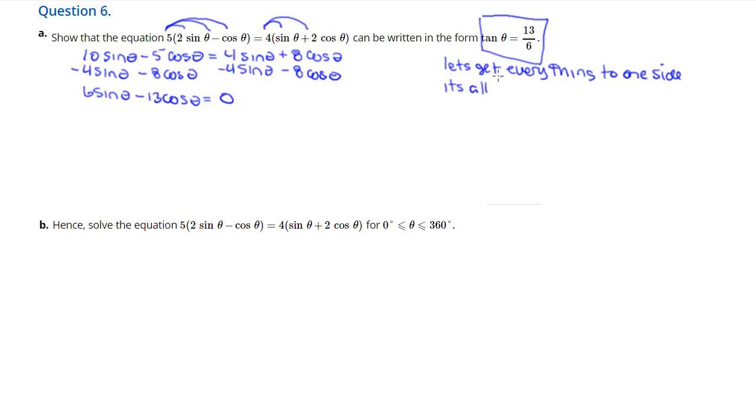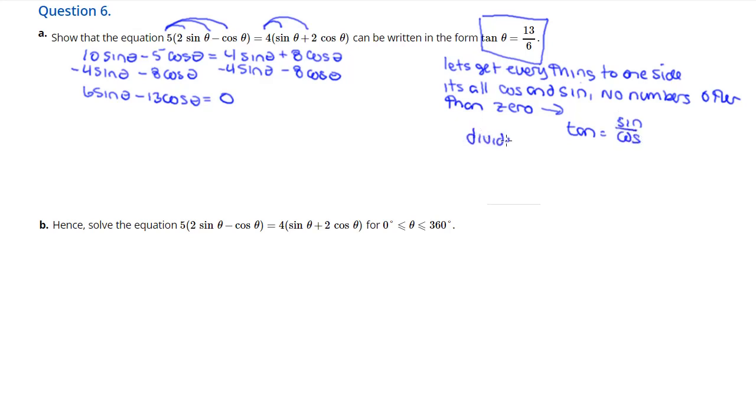All right, now you notice we've only got cosines and sines and a number 0. And so what we can do is divide everything by cosine, because remember tangent's equal to sine over cosine, and we're going to come up with a tangent somewhere. So we divide by cosine, divide by cosine. This first guy is going to be a 6 tangent theta. And then the cosines are going to cancel out, give me negative 13. And then 0 divided by cosine is still 0.